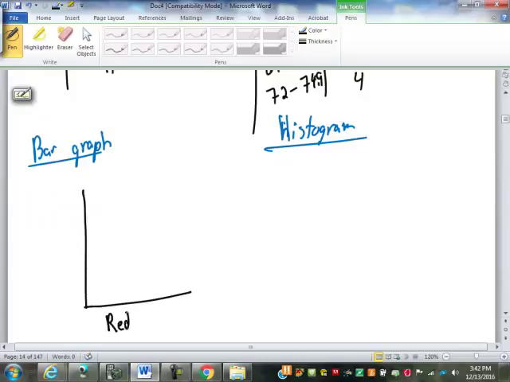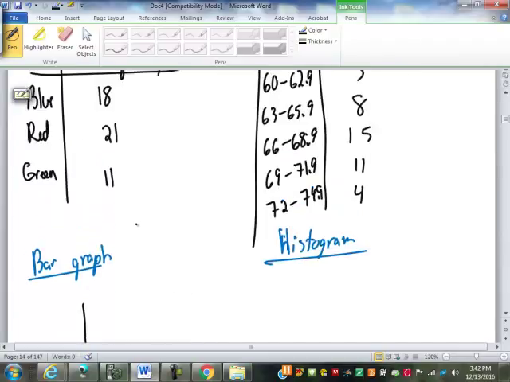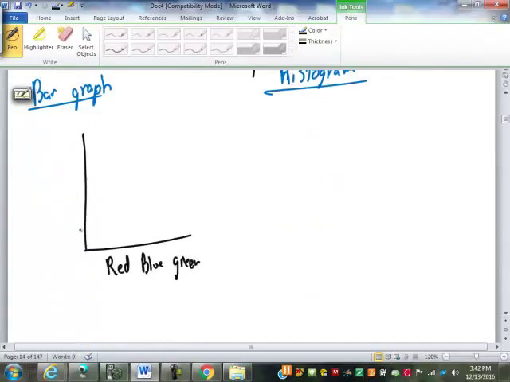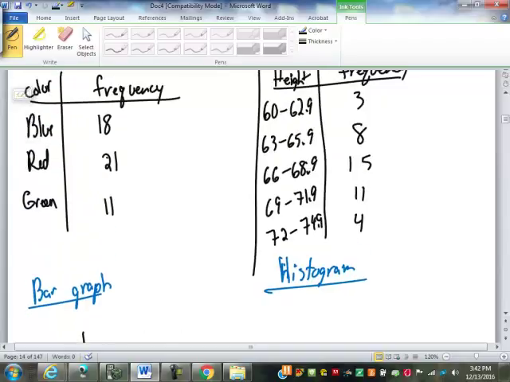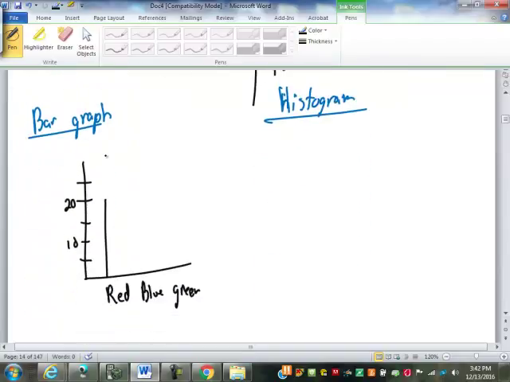So I'm going to have red, blue, and green down here. And let's see, I've got a number at least up to 20. So we're numbered up to at least 25. Red was 21, right? Yeah, red 21. I don't know why I changed the order. Blue was 18. Green is 11.